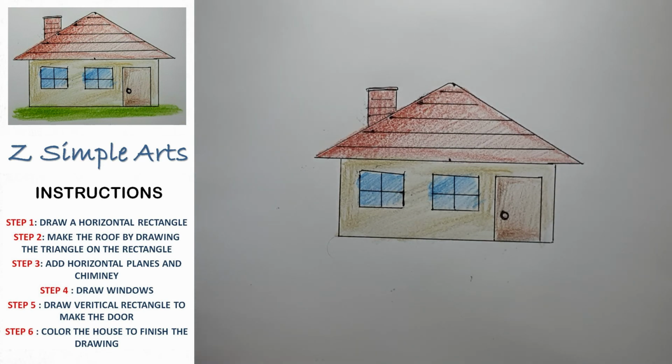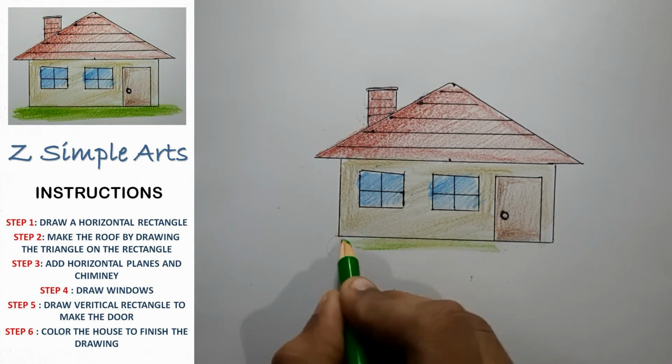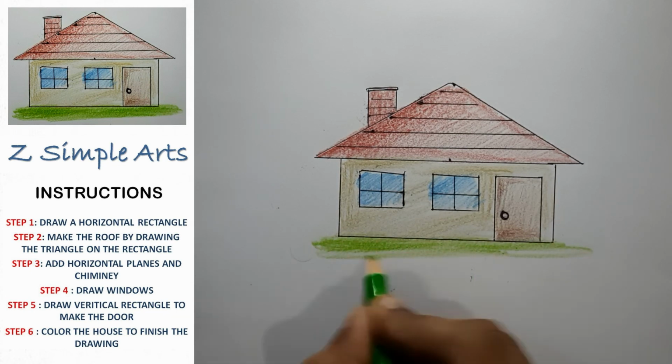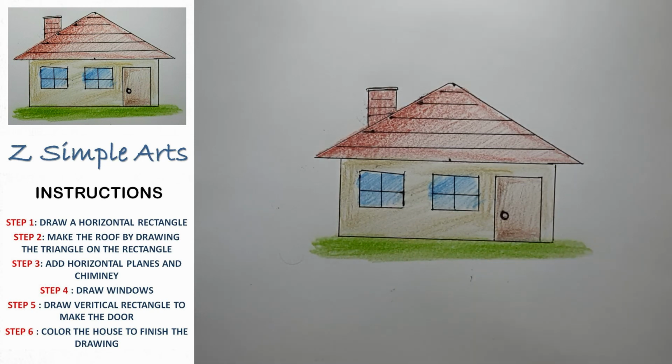And finally, we'll finish off the sketch by adding some grass. And that's how you sketch a two-dimensional house.